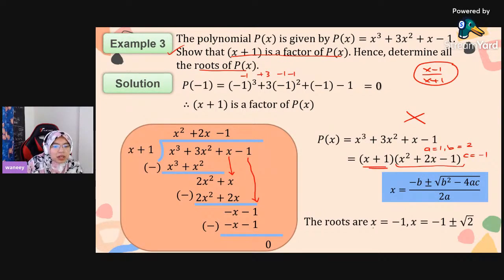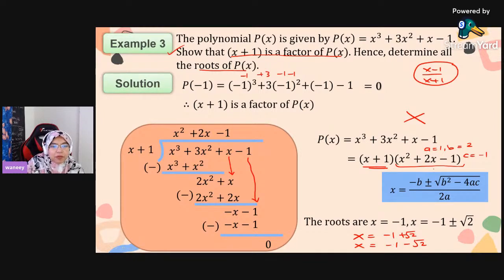Of course, the roots are x equal to negative 1. And then on the right hand side, when you use the formula, you are supposed to get negative 1 plus or minus square root of 2, which means that either x equals negative 1 plus root 2 or x equals negative 1 minus root 2. So negative 1 plus root 2, negative 1 minus root 2. Okay, so that was example 4.